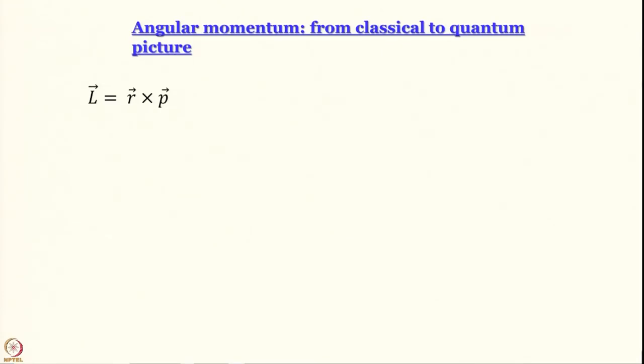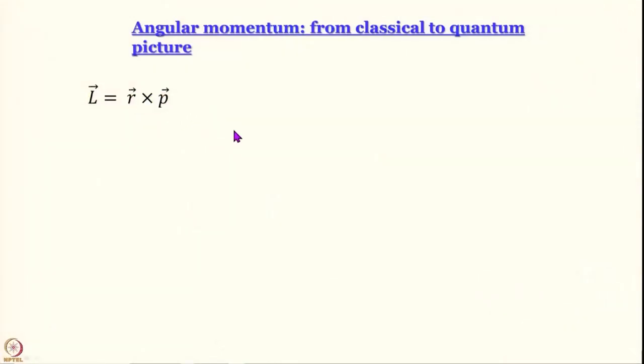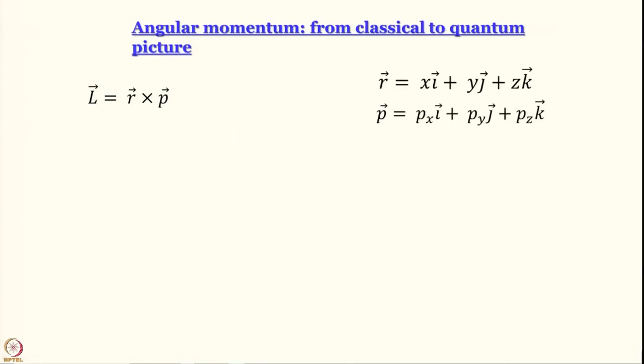And we can convince ourselves that that is really the case by starting from the basic definition of angular momentum. We will have to come back to this in the next module as well. So, L is given as r cross p. So, r is written as xi plus yj plus zk. i, j, k essentially are the unit vectors along x, y and z axis respectively. p we have written as pxi plus pyj plus pzk.